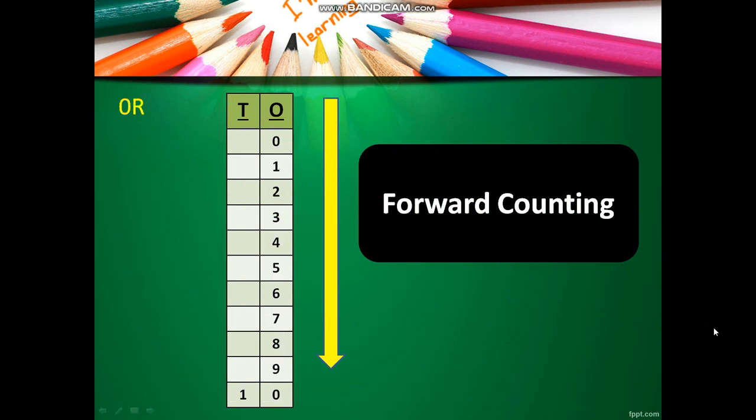In forward counting, we use the smaller number and we move towards the bigger number. Or we can say that in forward counting, we move one step ahead.